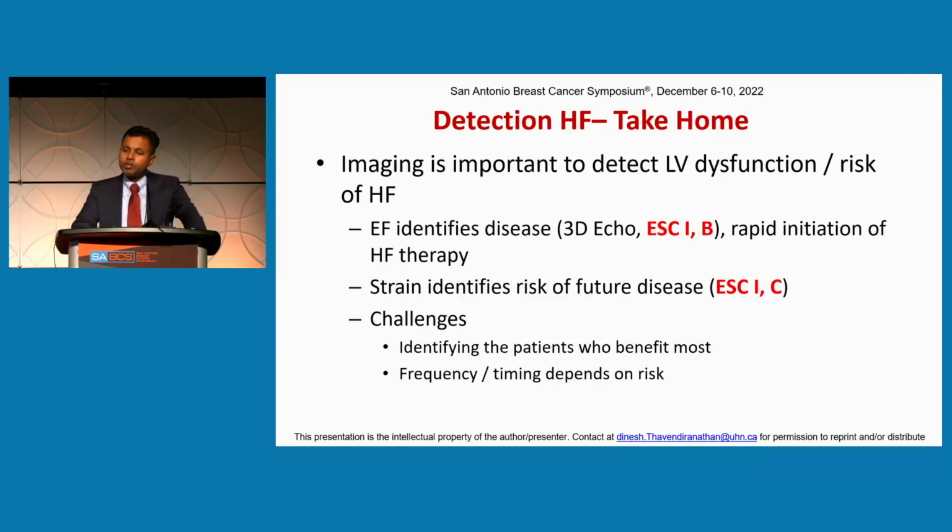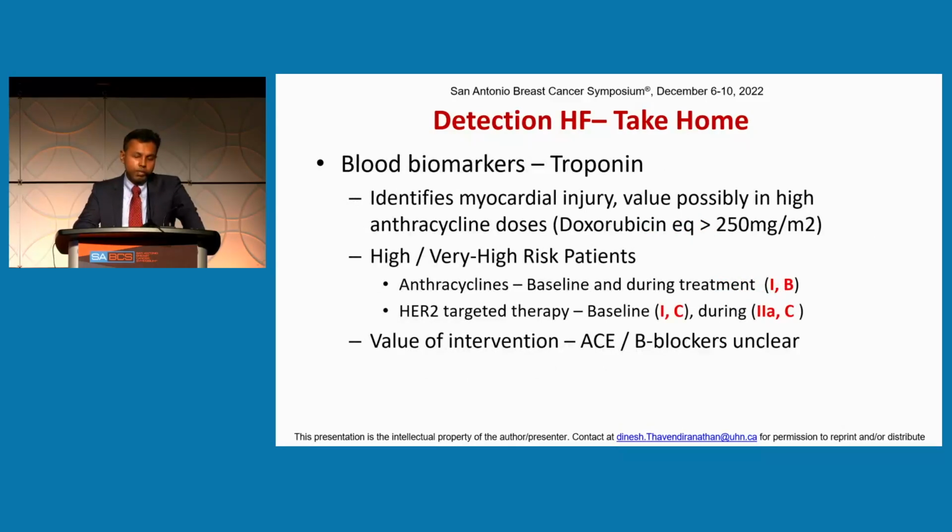So take-home points for detection. Imaging is important in identifying left ventricular dysfunction. Echocardiography is the preferred method. As for three-dimensional ejection fraction measurements, they are routinely available in most labs. Global longitudinal strain identifies early myocardial injury, and I pointed out the challenges, which is identifying those patients who benefit the most. It's likely the high and very high-risk patients who benefit from this kind of surveillance, and the frequency and timing of surveillance likely needs to be reassessed.